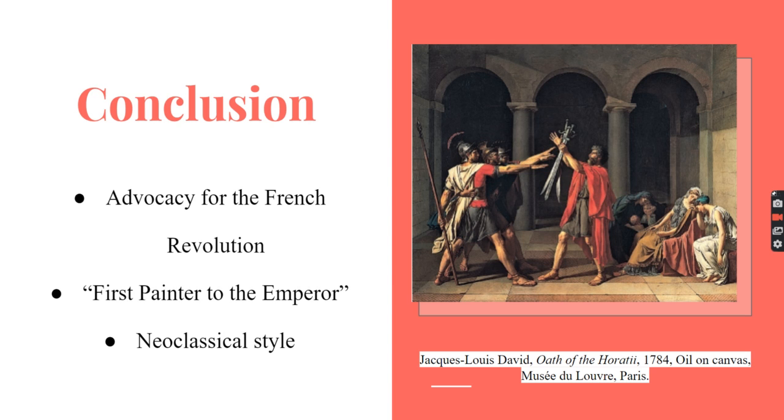Through David's achievements, he was commissioned to commemorate the emperor's inaugural ceremonies. Jacques-Louis David also became well known as the 19th century painter who was the principal proponent of the neoclassical style.